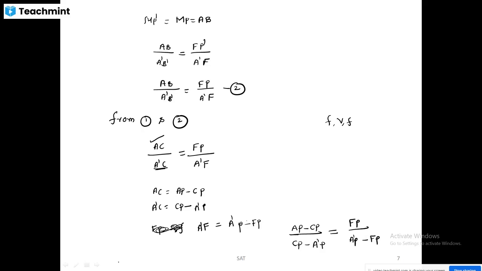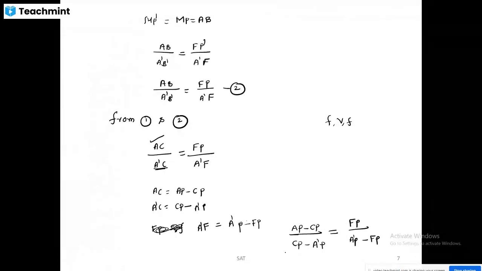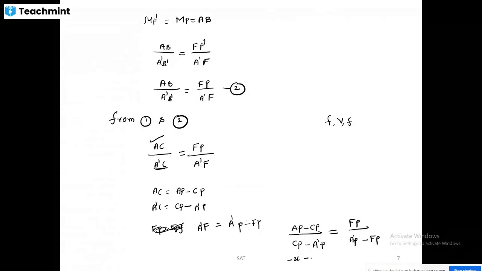Okay, what is AP? AP means the object distance. The object distance is always negative because we measure from the pole here. That's why this value is minus u. What about CP? CP means the radius of curvature, always negative here. So minus R.